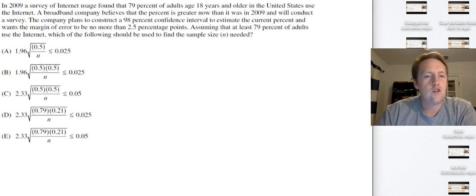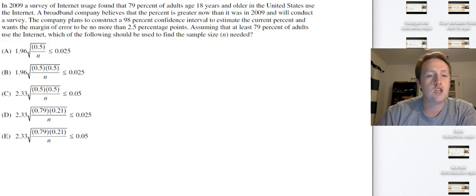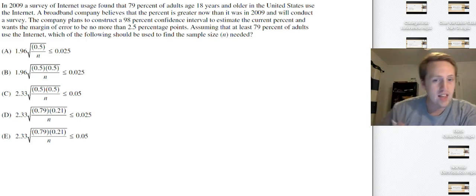In 2009, a survey of internet usage found that 79% of adults aged 18 years and older in the United States use the internet. A broadband company believes that the percent is greater now than it was in 2009 and will conduct a survey. The company plans to construct a 98% confidence interval to estimate the current percent and wants the margin of error to be no more than 2.5 percentage points. Assuming that at least 79% of adults use the internet, which of the following should be used to find the sample size n? Okay, so we're supposed to assume that p is 0.79.